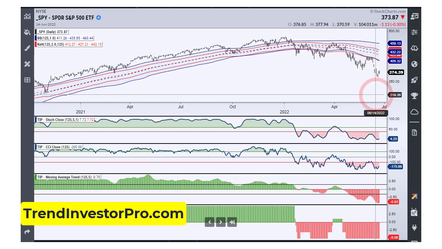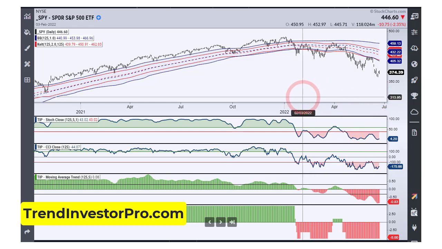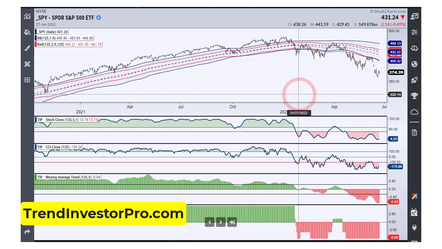But the main thing is all these indicators are bearish, and that means we are in a downtrend for the S&P 500 SPDR SPY. So next, I'm going to just look at the trend composite with the 2 different settings.